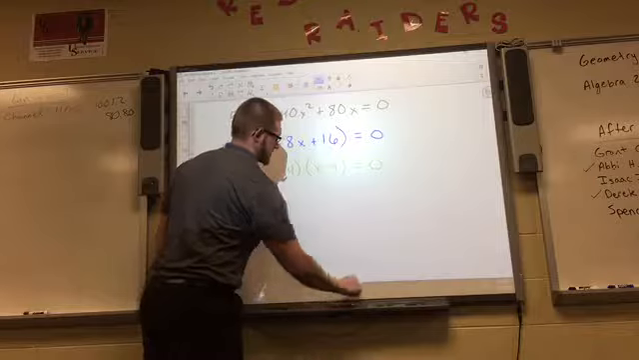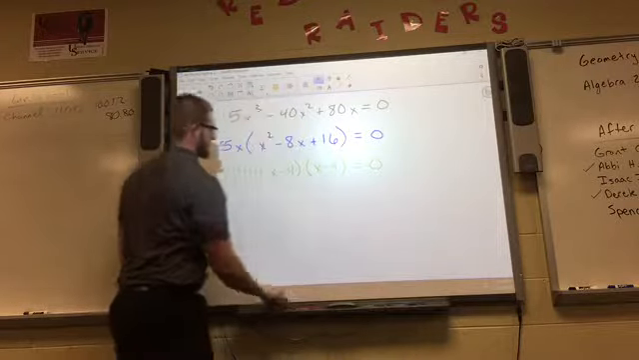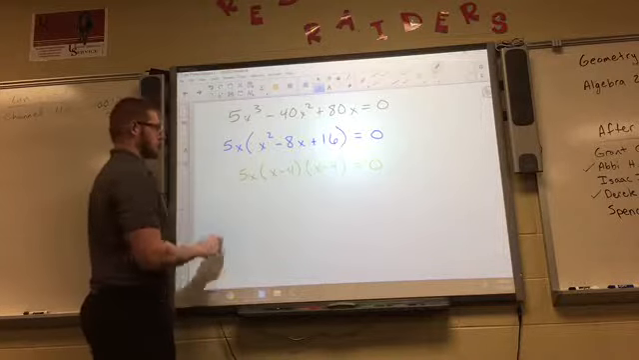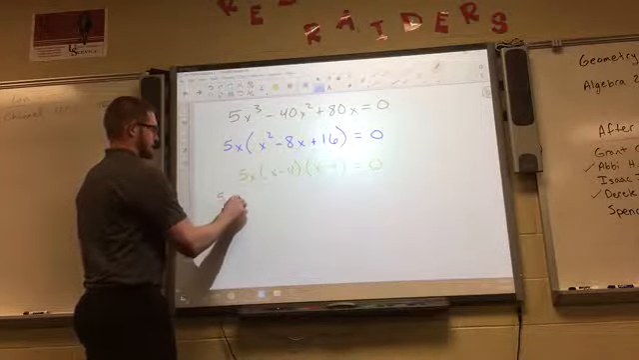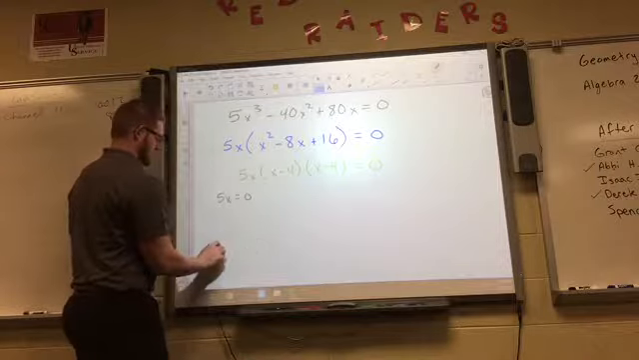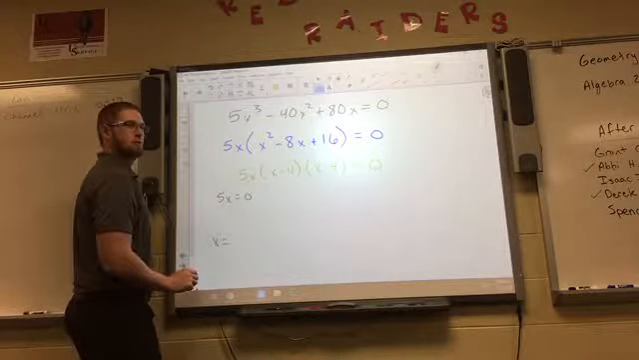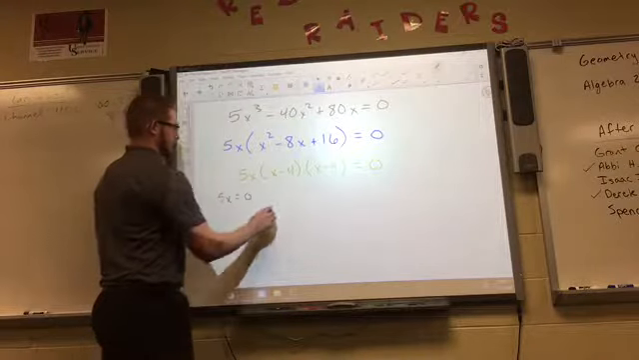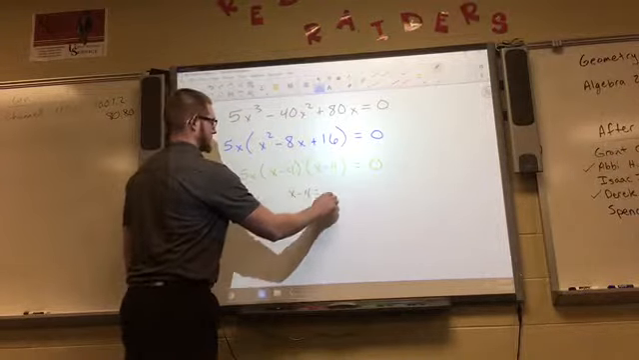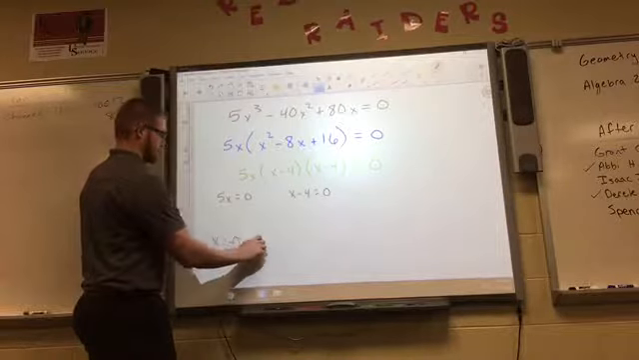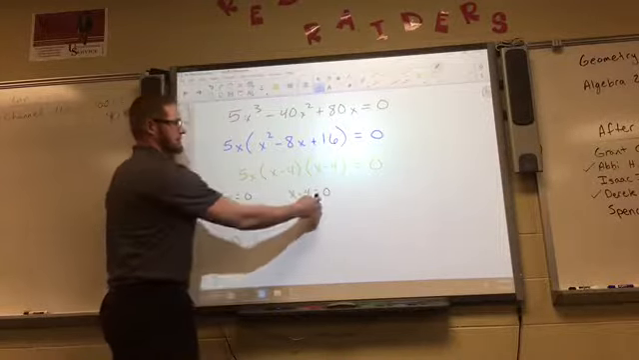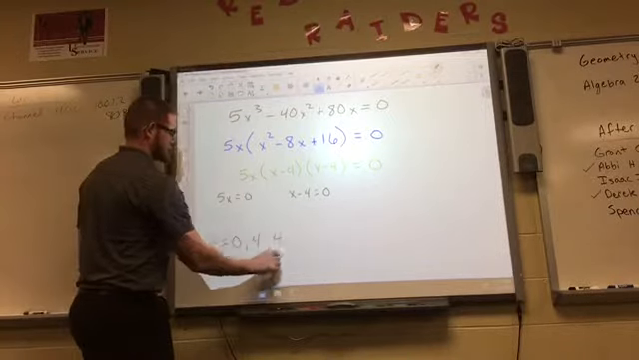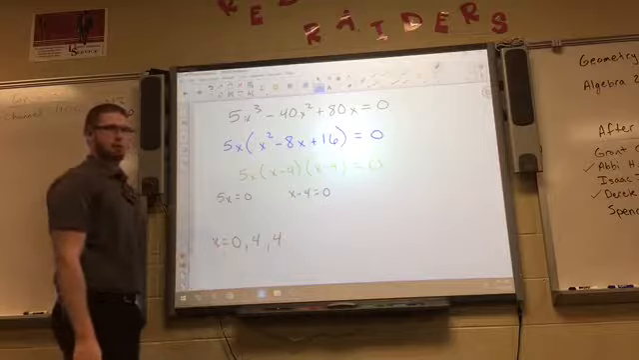Because we're just trying to find the 0. So all you need to do is take each of these and set it equal to 0. So when I take 5x equal to 0, what do I get for x? 0 divided by 5 is 0. When I take x minus 4 equal to 0, I get 4. Now I could do this again, but I'm just going to get 4 again. There's no reason to write the same number twice.